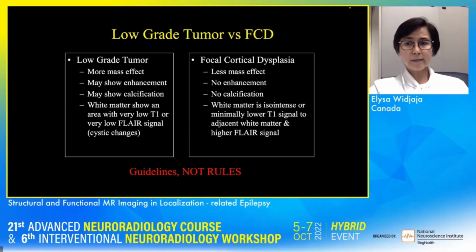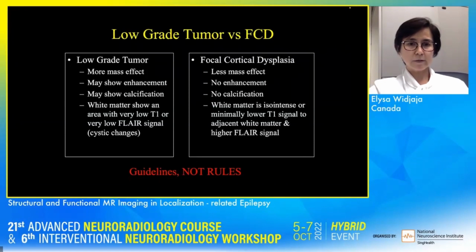Sometimes it may be difficult to distinguish between low-grade tumor from focal cortical dysplasia. There are certain features that may help you distinguish between these two entities. Low-grade tumors generally have more mass effect. It may show enhancement, may show calcification, and the white matter may show an area with very low T1 or very low FLAIR signal due to cystic changes.